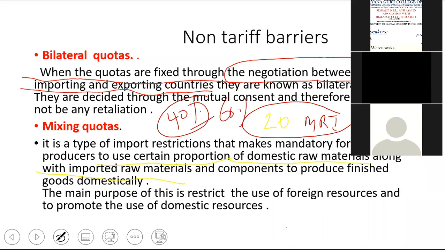Raw materials 40-60. These can change too, it can be 50-50, it can be 60-40, but there will be a benchmark by which all the countries will be following the rules. Okay, so it is very important that as much as you import, you will have to export the same quantity as well. Please remember, go through that.